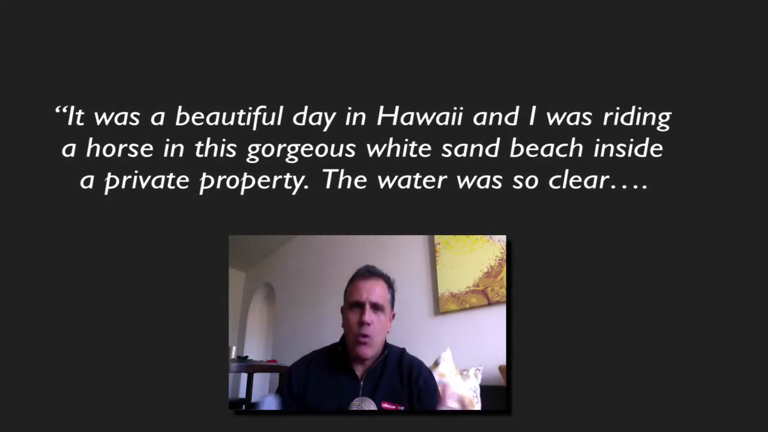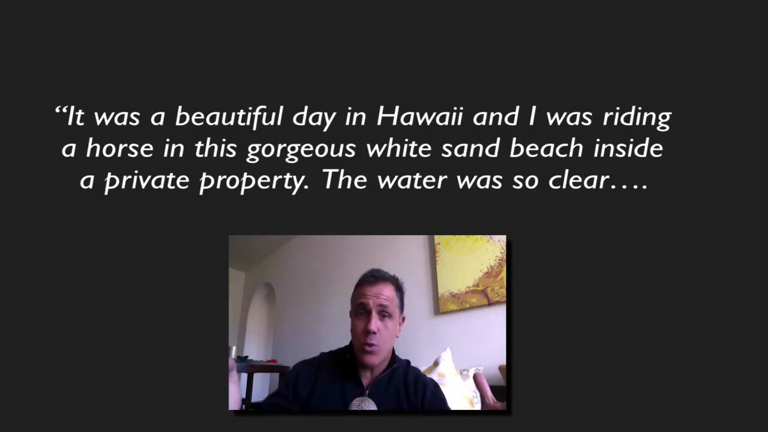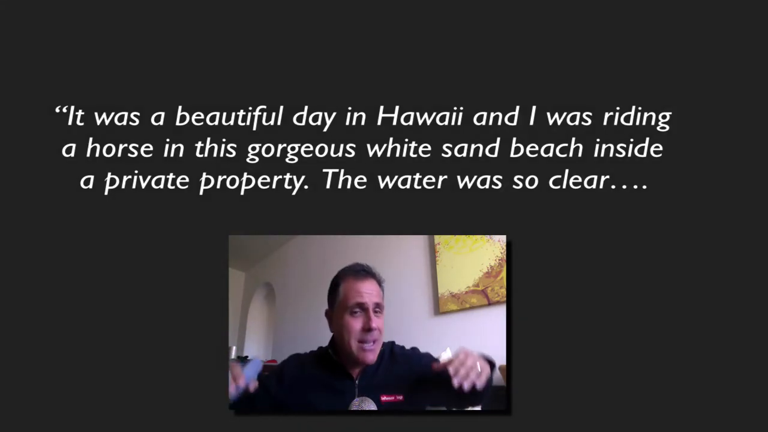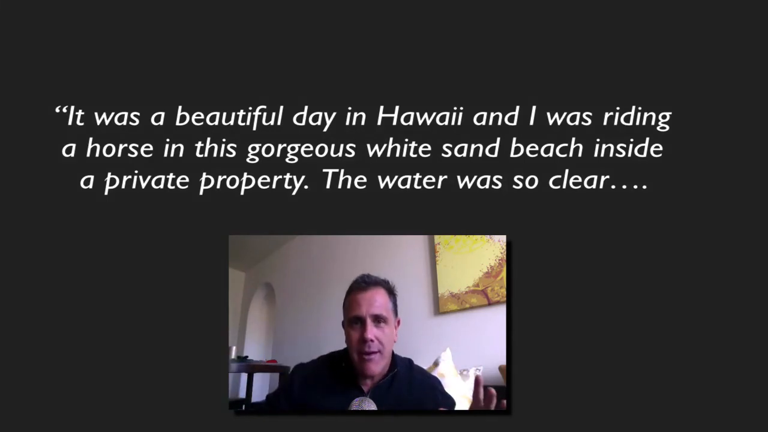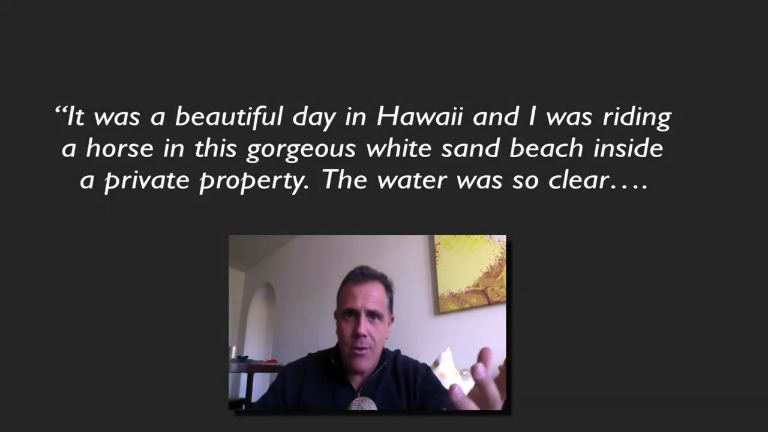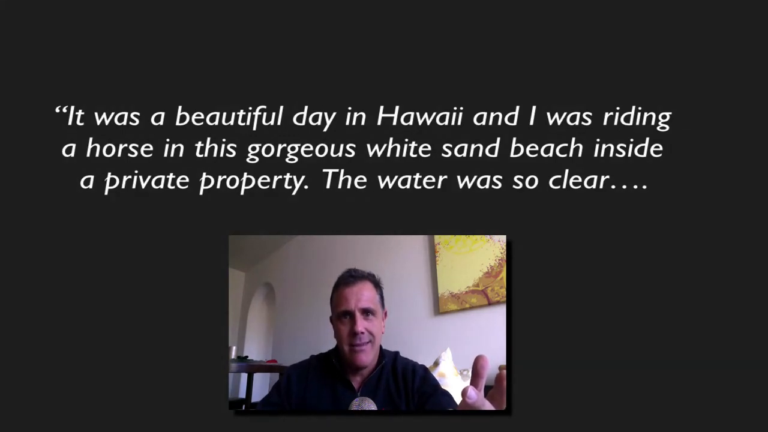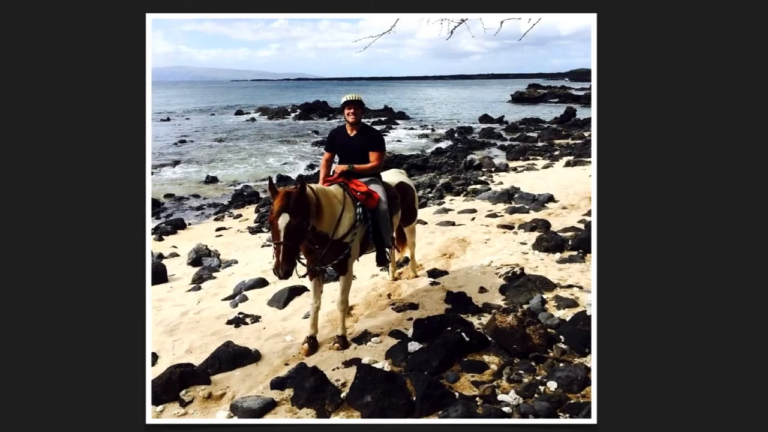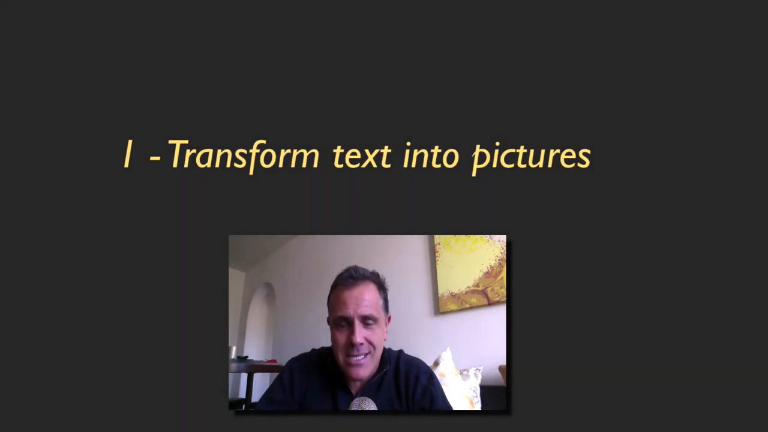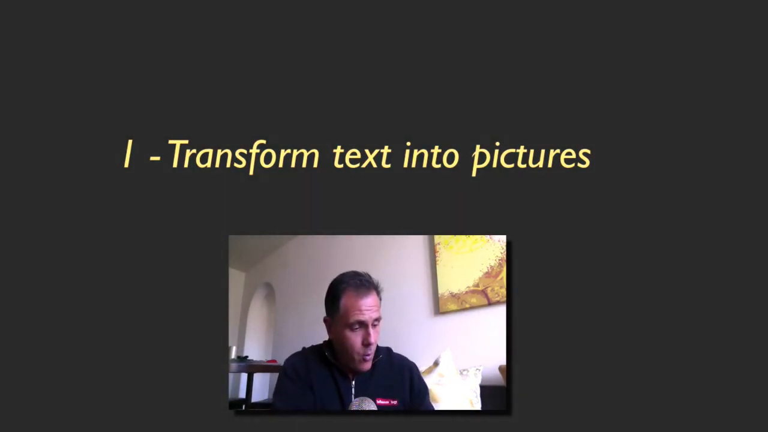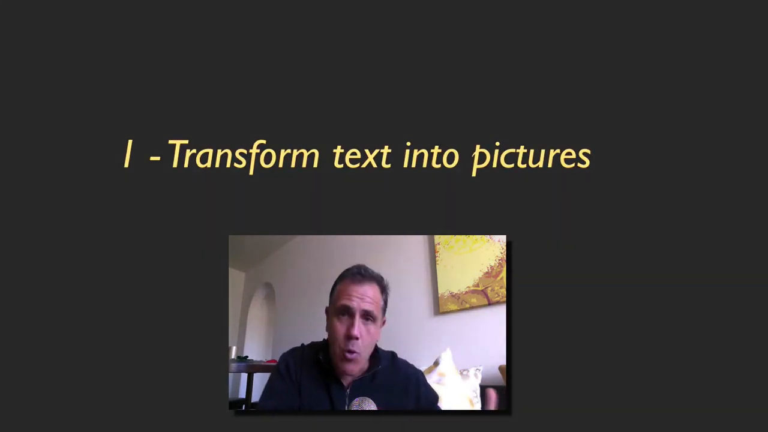So let's say I'm doing a presentation and this is one of my slides and I literally start reading. It was a beautiful day in Hawaii and I was riding a horse in this gorgeous white sand beach inside a private property. The water is so clear. So now I start reading, you go like, man, that's kind of boring. I can show a picture. So the first quick tip here for you to improve your PowerPoint is to transform text into pictures. So once you finish up your deck, ask yourself, how can I transform every single word here into pictures?